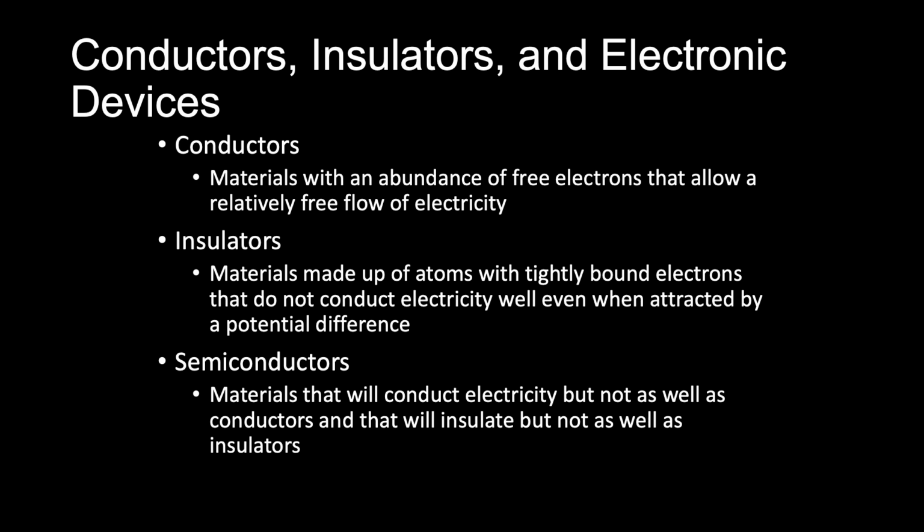In between these extremes are semiconductors. These are materials that will conduct electricity, but not as well as the conductors. And they will insulate, but not as well as the insulators. These semiconductors are silicon, germanium, and diamond. And the semiconductor properties are very useful and are also very widely used in electronics.